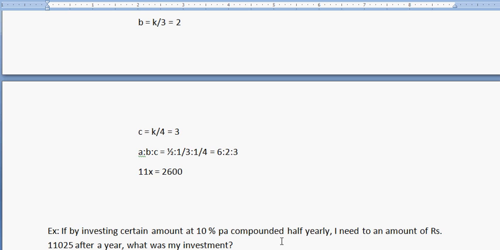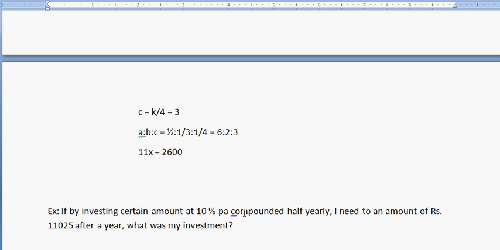Finally, a question where we are compounding half yearly, right? The question is simple. The only catch here is that we are compounding the interest half yearly. So just try and solve this. You have 1 minute to do this.